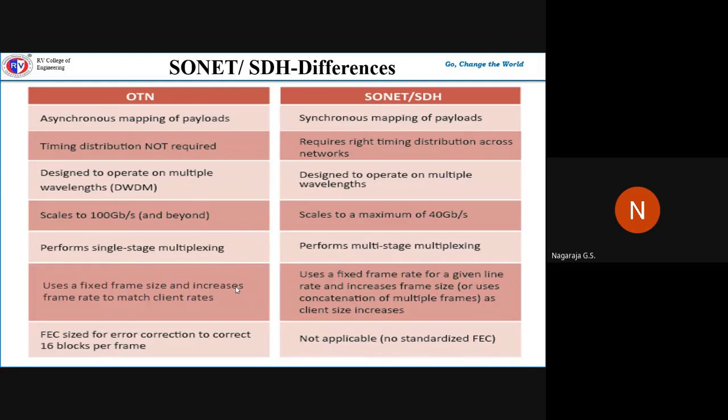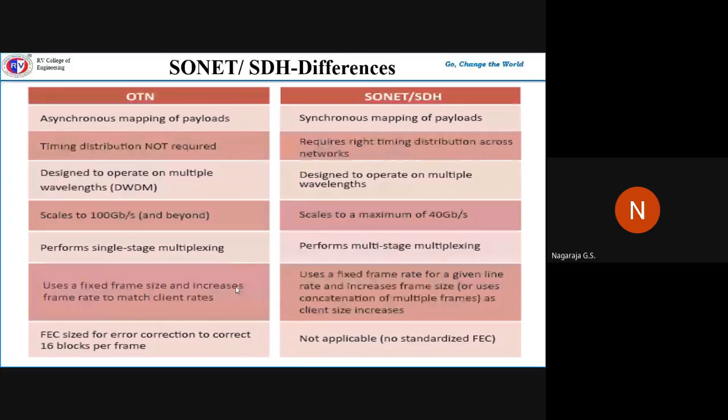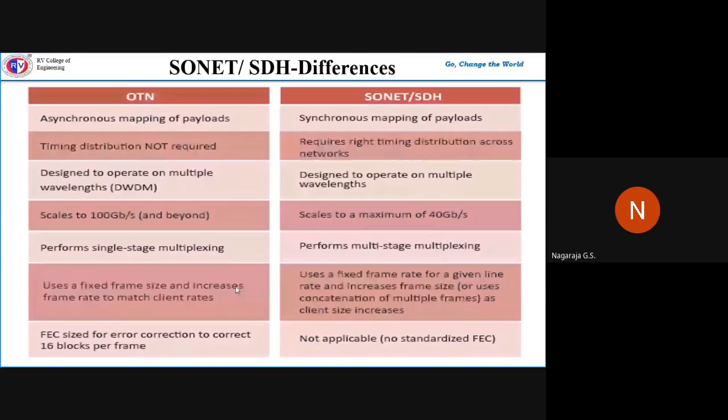What is asynchronous management? It depends on the payload. In case of OTN networks, timing distribution is not required. In case of Sonet, timing distribution is required across networks. OTN is designed to operate on multiple wavelengths. It scales to 100 gigabits per second, whereas Sonet is 40 gigabits per second.